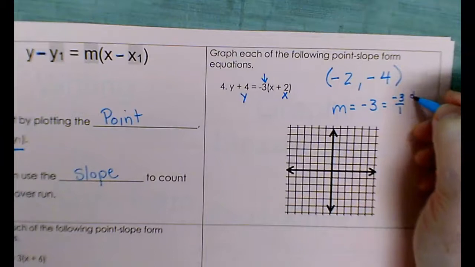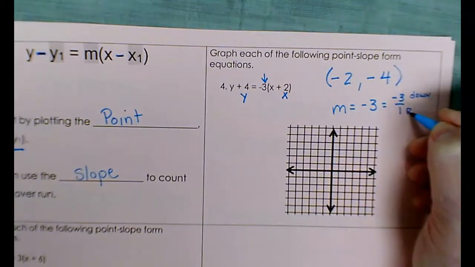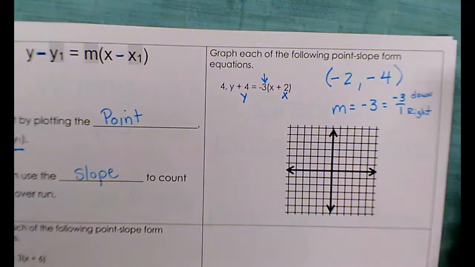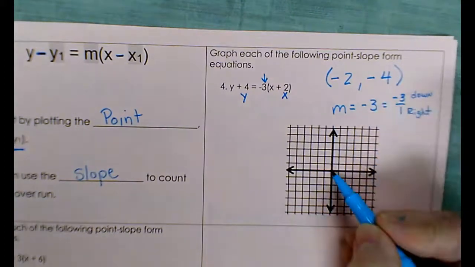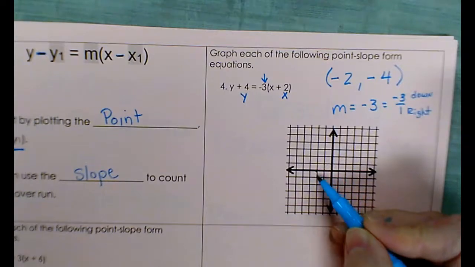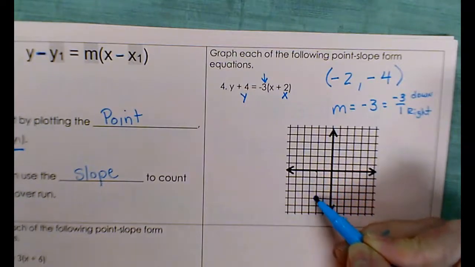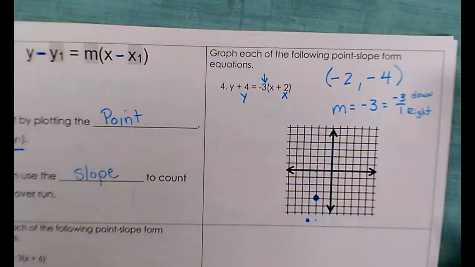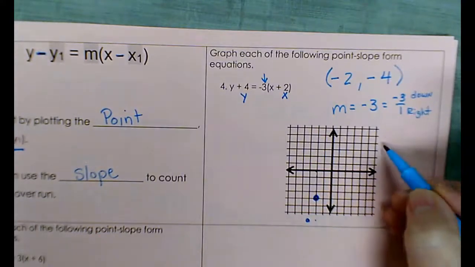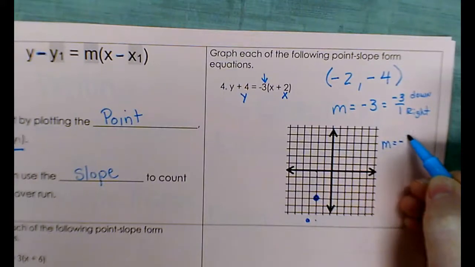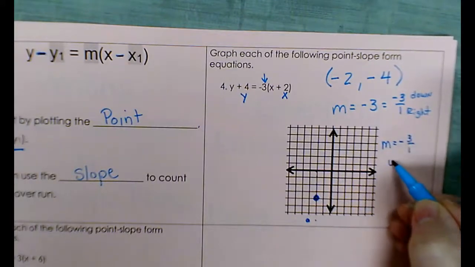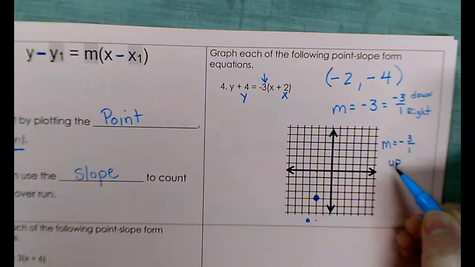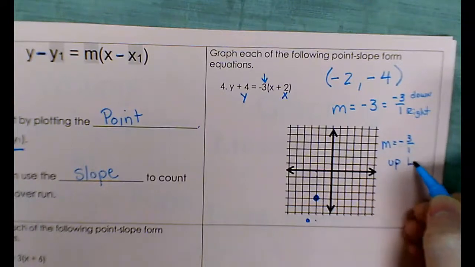Since this is negative, I will count down and right if I can fit that on the graph. So this is going to be negative 2. This is the point on the graph. 1. If I count down and right, I go off of the graph. You can also count a negative slope by going up and left.